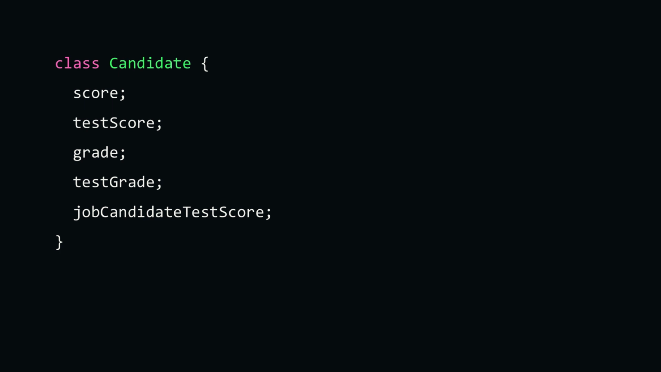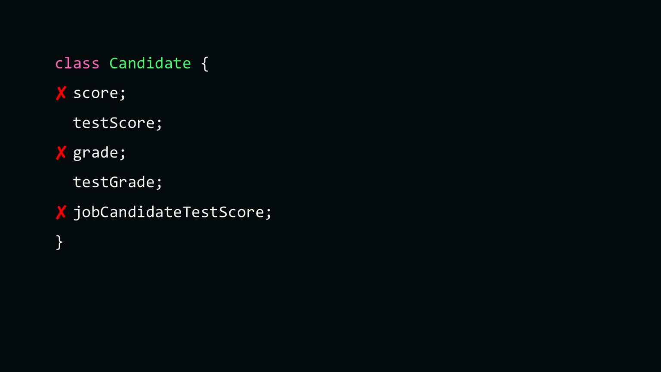So, since a candidate may get a score for other parts of the hiring process, naming the variable just score or grade is not clear enough. Score of what? Grade of what? So we can rule out those two. Since we're in the Candidate class, mentioning that in the variable's name is redundant. So we're now left with testScore and testGrade.